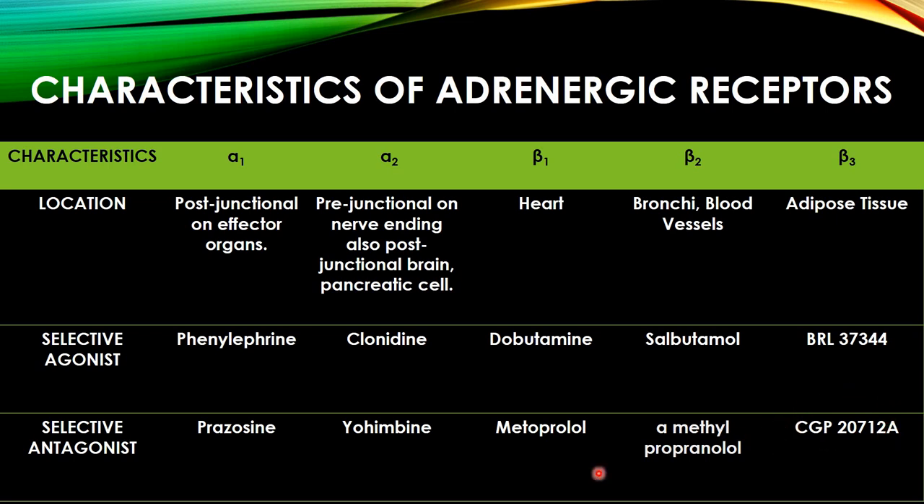So this way, you all can understand that adrenergic receptors are divided into two types. They have further subtypes alpha 1, alpha 2, beta 1, beta 2, beta 3 with their selective agonists and selective antagonists.